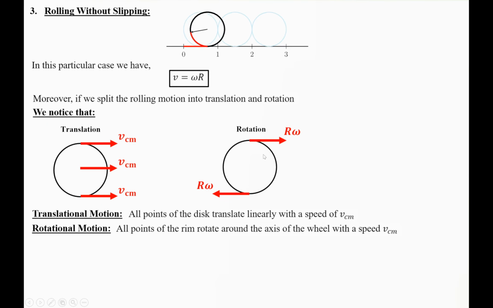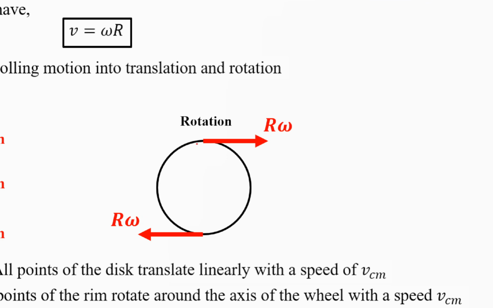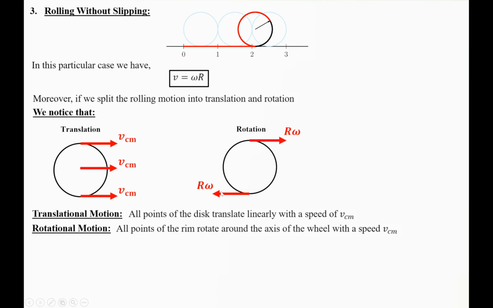So let me here do just a recap. For the translation, all points of the disk are being translated to the right with the velocity v center of mass, whereas for rotation, let me consider point A, point O, point C. O is the pivot, or the axis of rotation of the wheel. Now the point A is moving to the right with the velocity r omega. The point C is moving to the left with the velocity r omega.